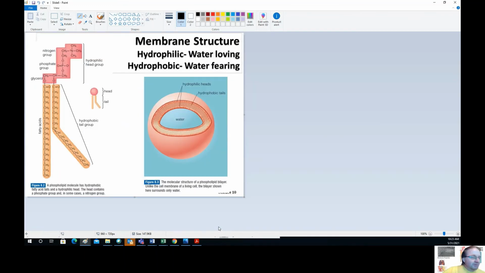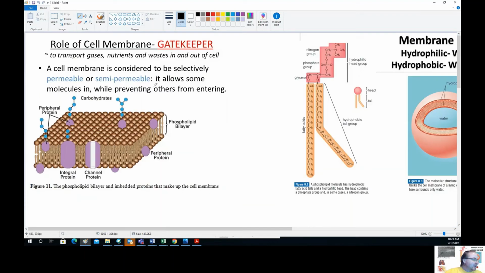And let's get you the right slide. That's the structure. Cool looking for sure. There we go. Gatekeeper. So the cell membrane is a gatekeeper. It is semi-permeable. Again, you're going to want to pause these and actually get all this information down. I'm highlighting some really key information for you. Semi-permeable means not everything gets in.